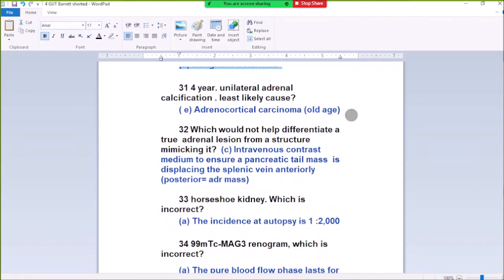Question 31. A 4-year-old with adrenal calcification. The least likely cause is adenocarcinoma, because it occurs in old age, and this is a 4-year-old child with adrenal calcification, so the least likely cause is adenocarcinoma.